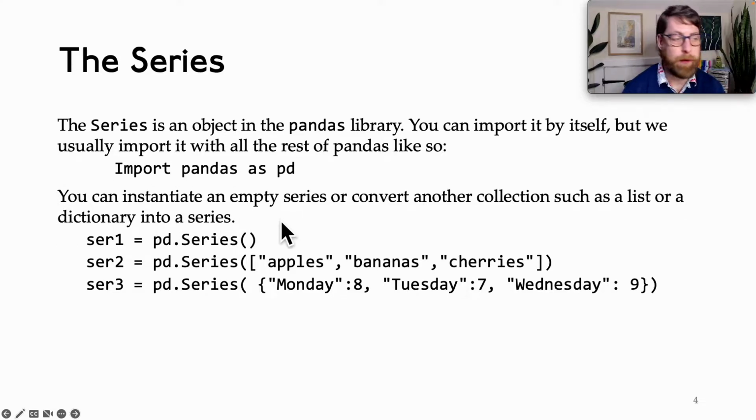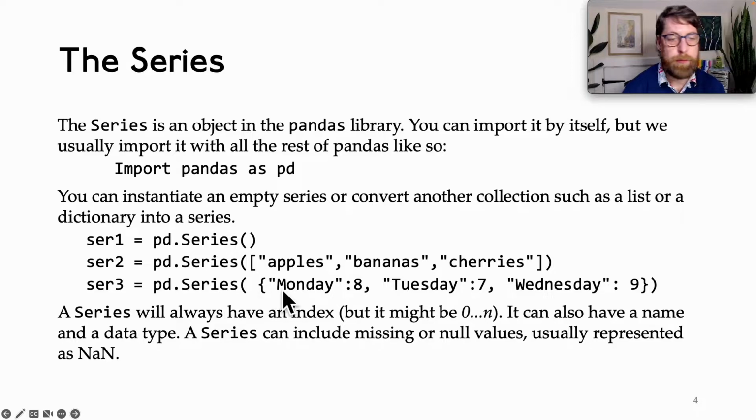We can instantiate an empty series like so, or we can do it with a number of different collection kinds. In this case, we can have one for lists, or we can have one for dictionaries right here. And they'll both be a series. Now, in this case, with the dictionary, as you may have guessed, the keys are going to end up being the index, and the values are going to end up being, well, just the values of the series. Whereas in the list, the index is going to be 0, 1, and 2, unless you specify something else right there. A series is always going to have an index, but it might just be 0 to n. That would be its range index. Or it might have a different index depending on how you got the data in.